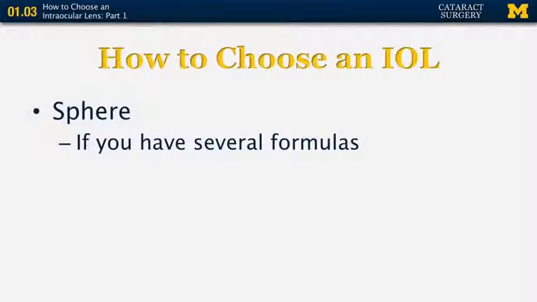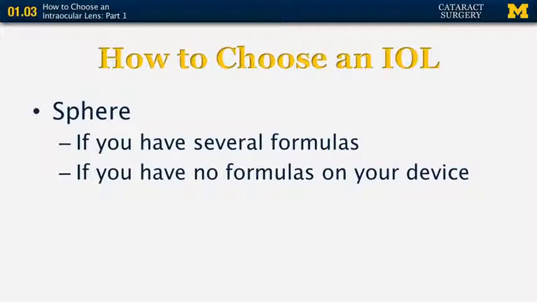Today we're going to discuss how to choose an intraocular lens. I'm mainly going to center on lenses chosen with formulas that are available for free, mainly those in United States machines that come for free. I'll mainly discuss spheres, and these are the questions that I want to answer. What do you do if you have several formulas? How do you choose which formula to use? What if you have no formulas at all on your device?